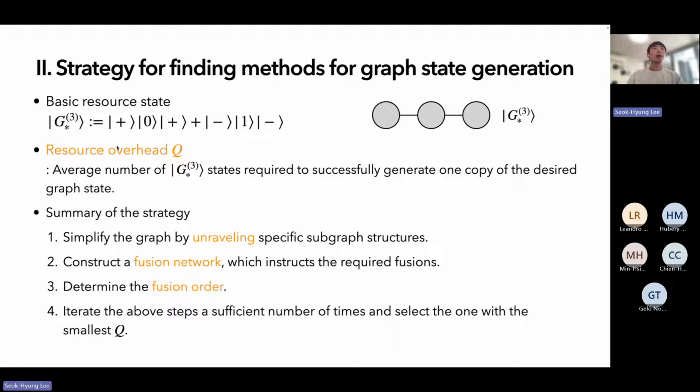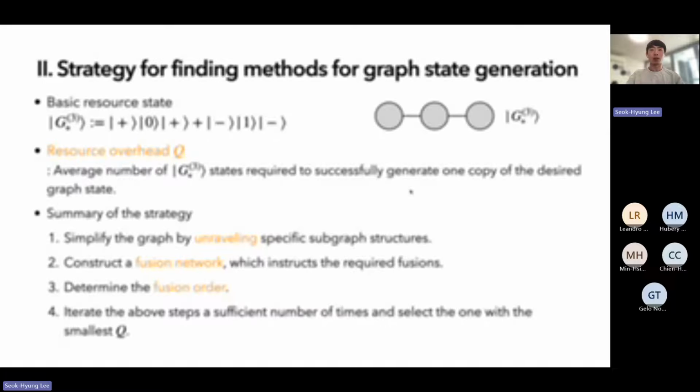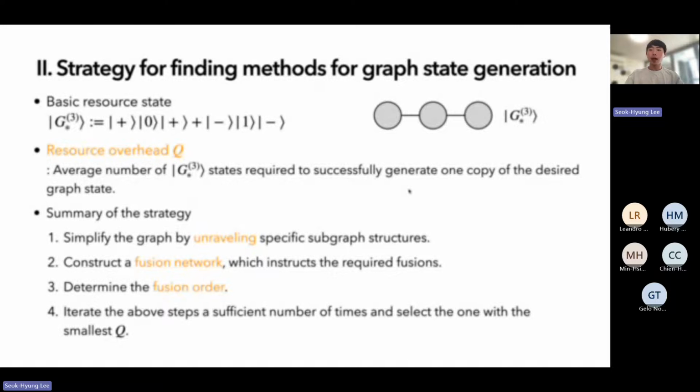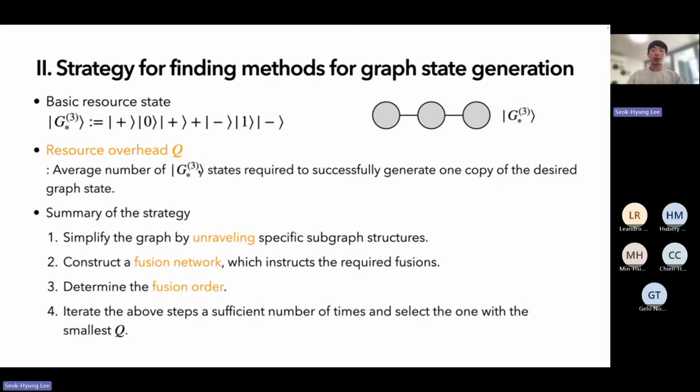And the resource overhead of a strategy is quantified by the average number of the basic resource states required to successfully generate one copy of the desired graph state. During the generation process, we take an approach that if a fusion fails, then we regenerate the states involved in the fusion and try again, which is the so-called multiplexing method. We repeat such processes until all the required fusions succeed, and the cost for such retrials is accounted for when calculating the resource overhead.